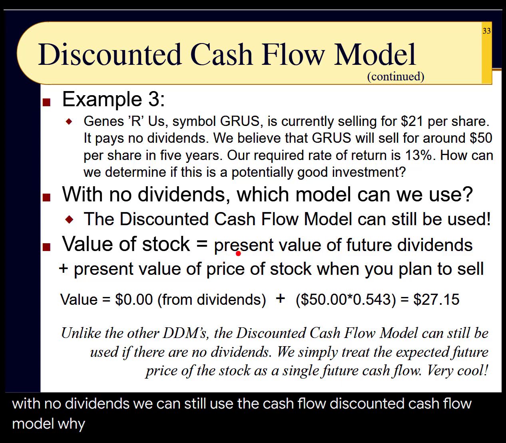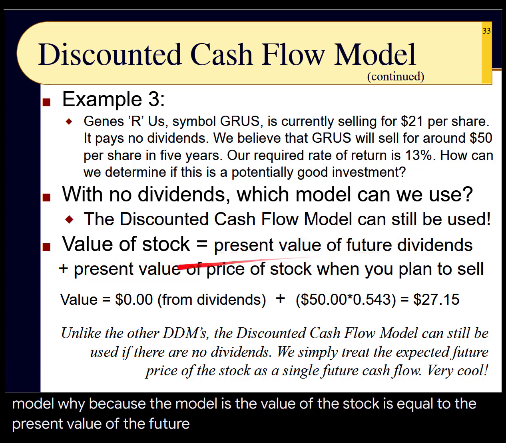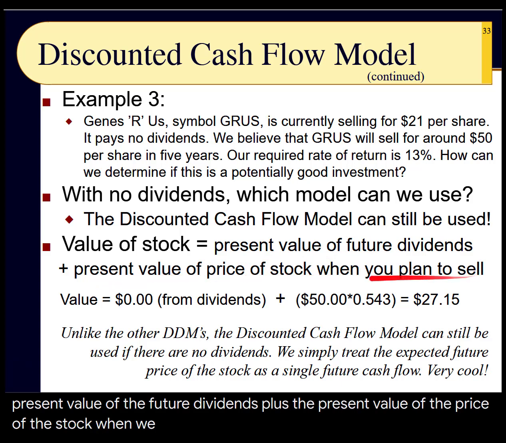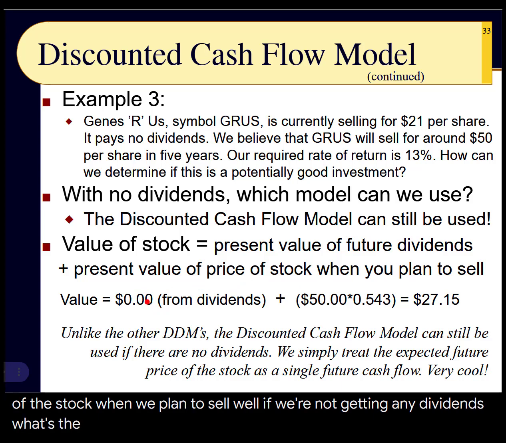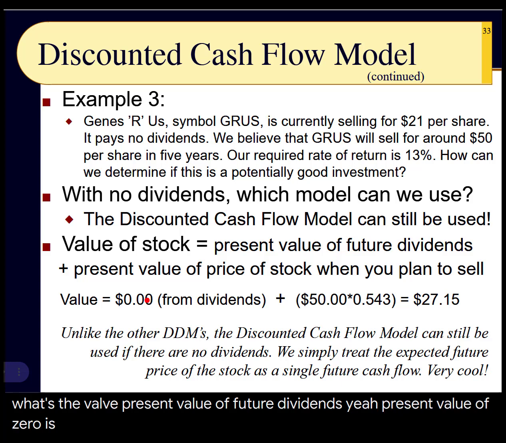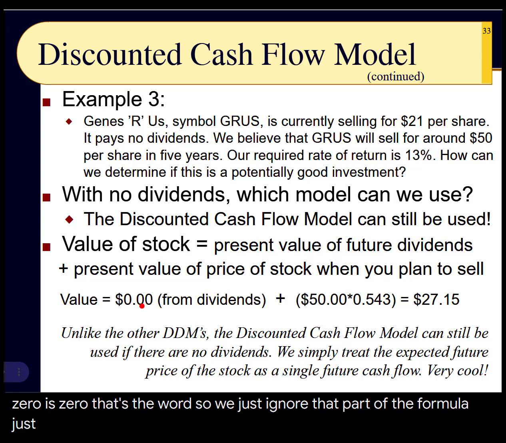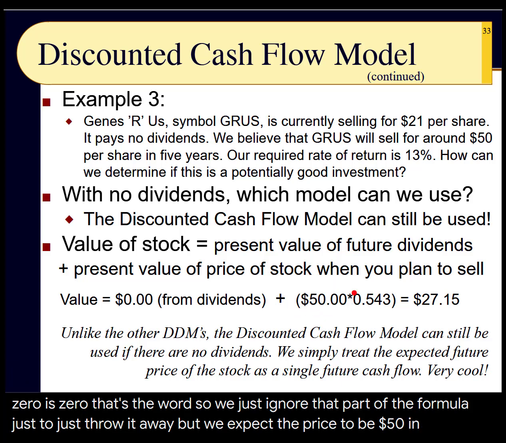Why? Because the model says the value of the stock is equal to the present value of the future dividends plus the present value of the price of the stock when we plan to sell. Well, if we're not getting any dividends, what's the present value of future dividends? Yeah, the present value of 0 is 0, so we just ignore that part of the formula. Just throw it away. But we expect the price to be $50 in 5 years.